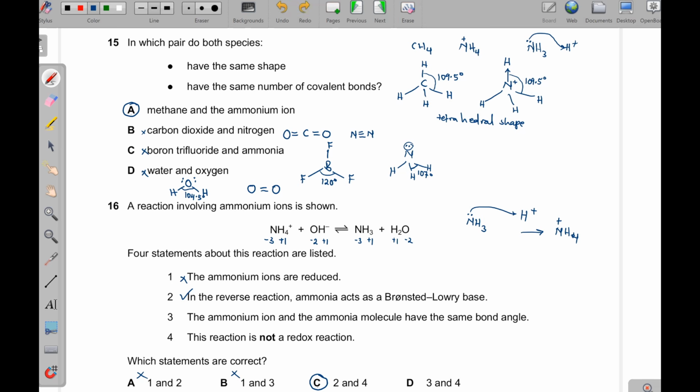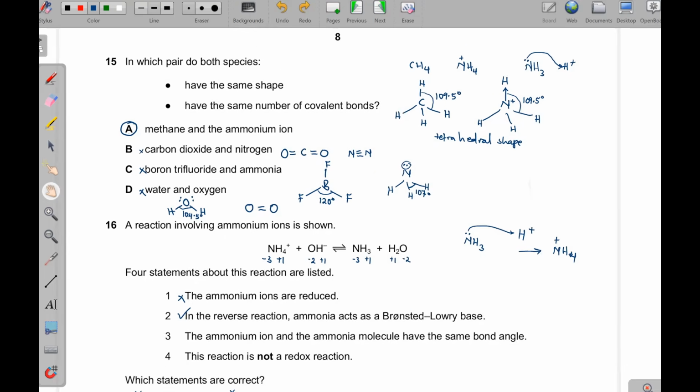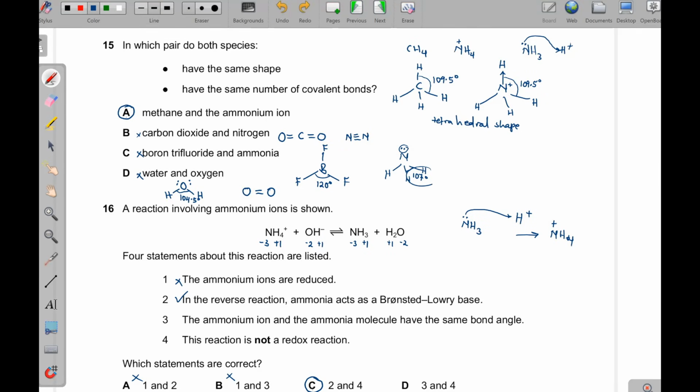109.5 for the tetrahedral structure. And then ammonia, the angle we have seen here. What is the angle? The angle is 107. You see that? 107. So it is not the same. So 3 is off. And here there is a 3. So that's why this one is also off.